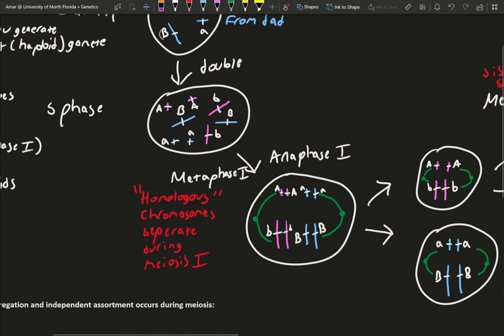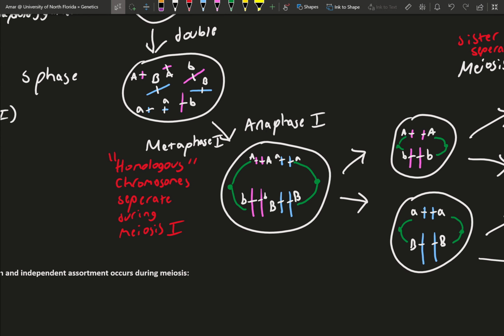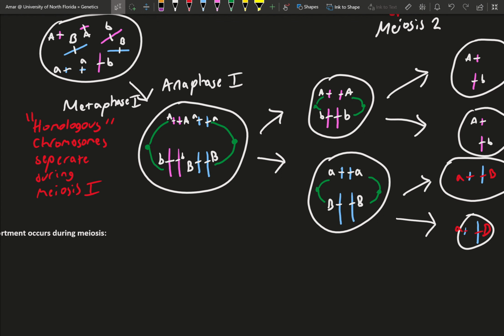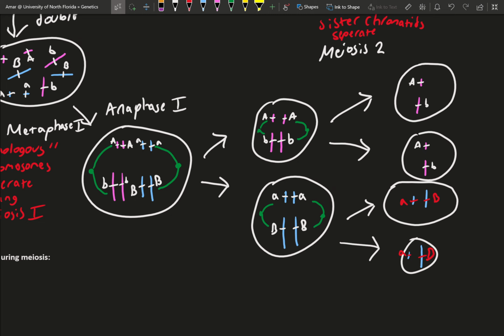Okay, so during meiosis 1, like I said, homologous chromosomes separate. Remember, homologous chromosomes are chromosomes that come from different parental origins and they contain the same genetic information. So what's going to happen here is that your big A's are going to be separated away from your little a's. It'll be something like this. And then the other cell can get the little a and the big B.